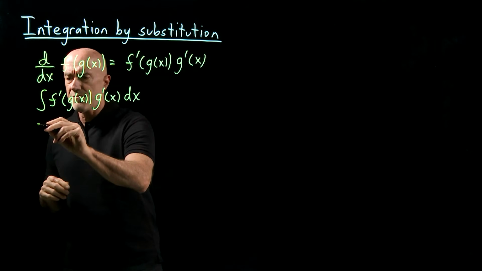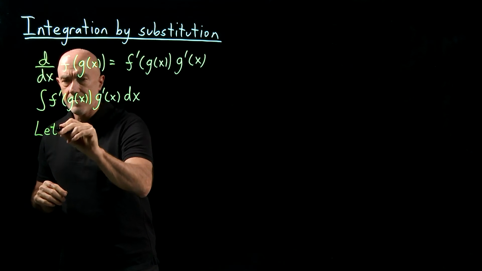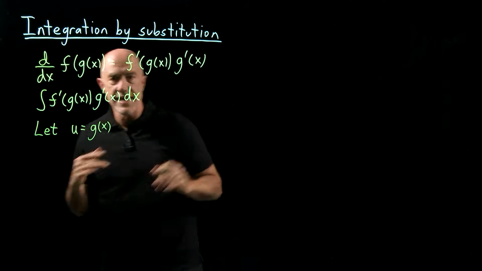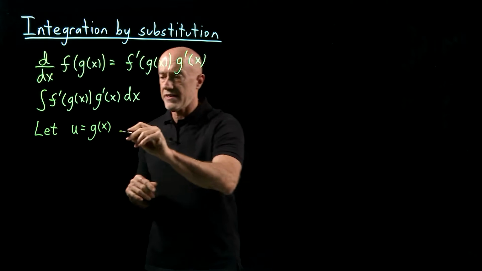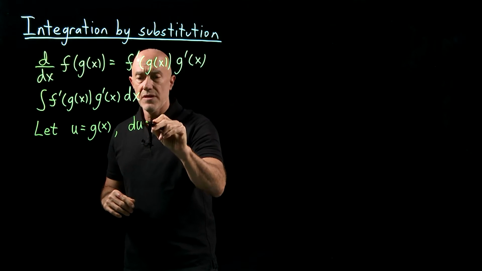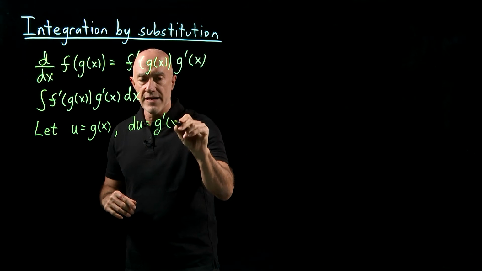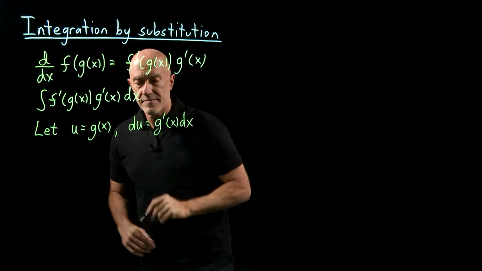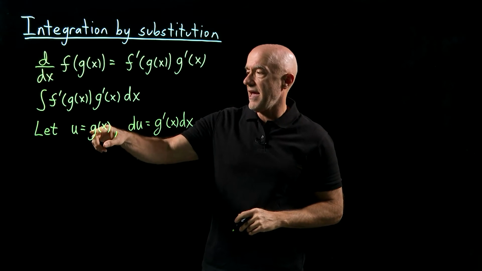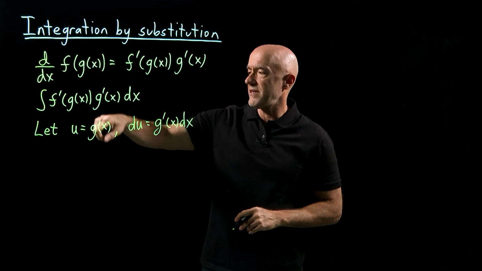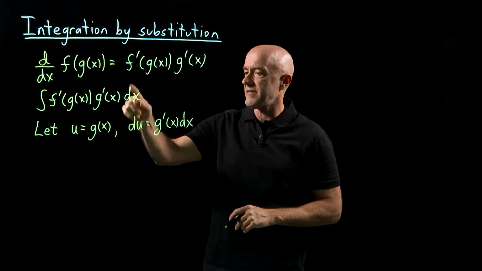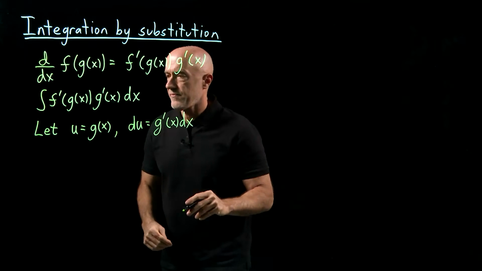And the substitution proceeds by letting u equal g of x, whatever we want to identify as g of x. And then we can take the differential. So du is equal to g prime of x dx. Okay? So this will only work if we can identify a g of x as a u, and we can identify a g prime of x dx as a du.